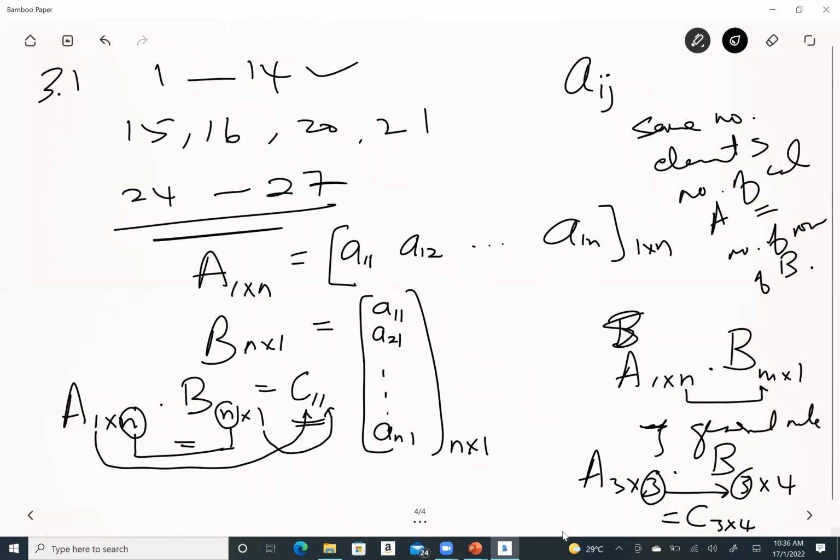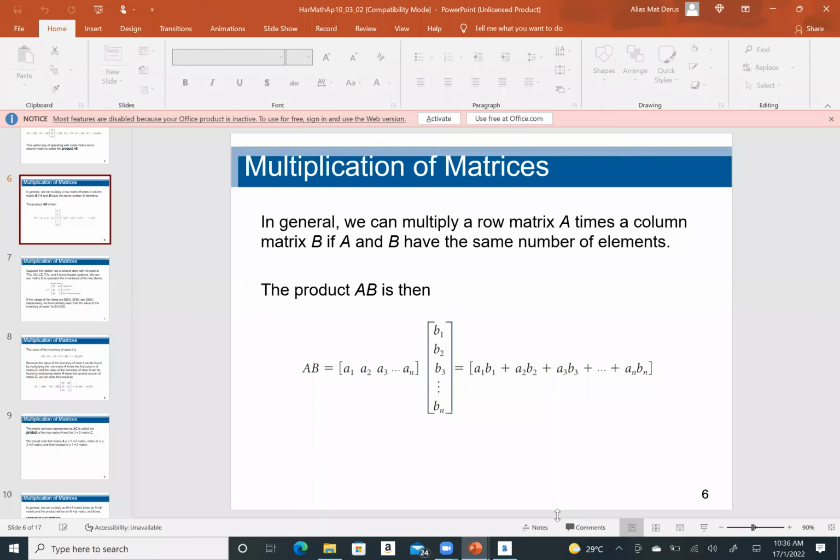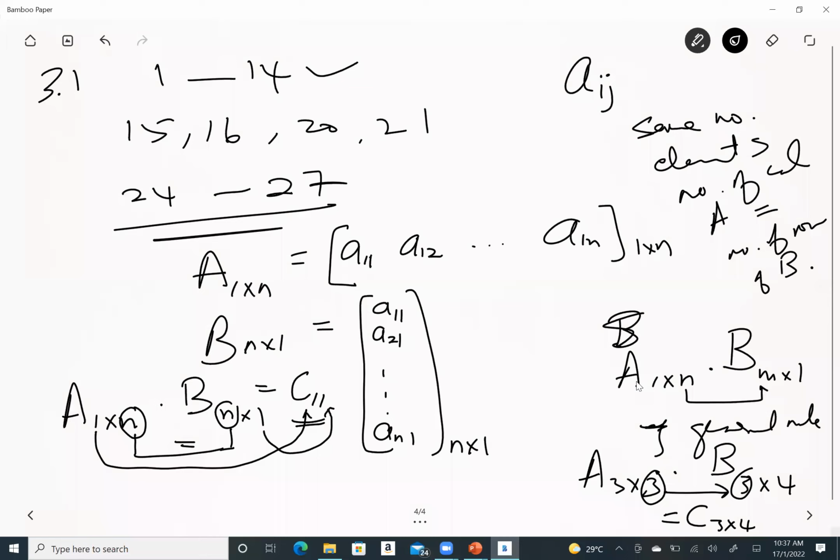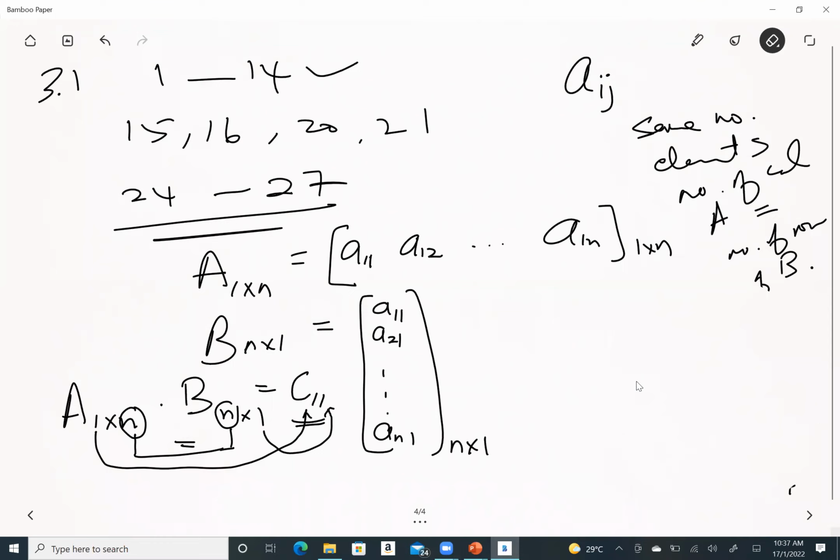So how do you multiply? If you look at the notes, how do you multiply? You multiply corresponding elements. All right. You multiply corresponding elements and then add them up. I will use mine, because in the textbook the number of row and column is put differently, so sometimes it can be confused. So what you do here is multiply each element.